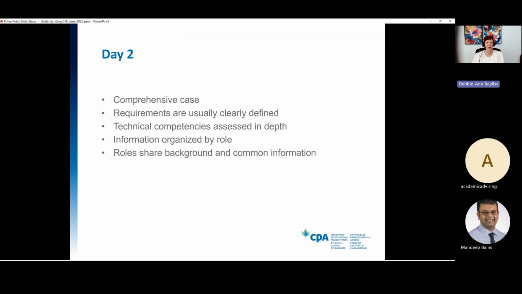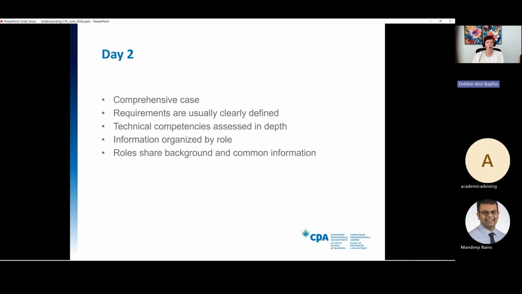For day 2, it's a comprehensive case. Everyone writes the same case. However, there'll be specific assessment opportunities, or requireds. I use those words interchangeably. What you're being asked to do, there'll be common ones that everyone will need to do, and there'll be ones that are specific for your roles. Normally, those requireds are usually clearly defined.